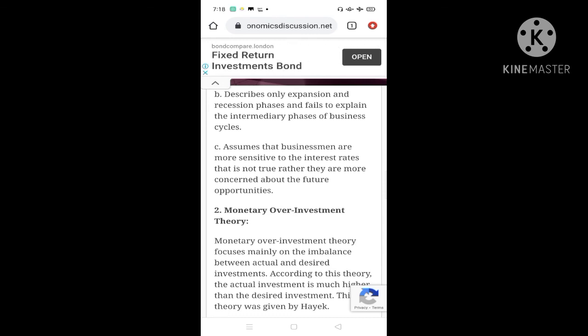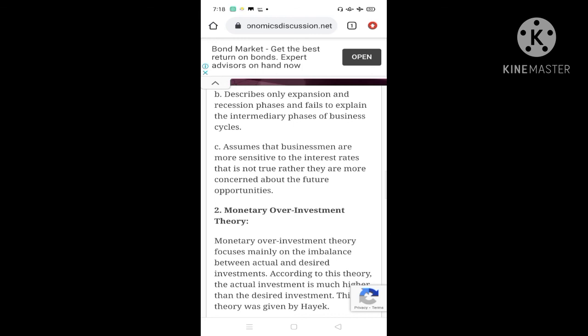First, what is the monetary theory of business cycle? First of all, you have to know what a business cycle is. Business cycle means the 4 phases through which an economy passes. There are different theories of business cycle. There are 6 theories that we have to study in this syllabus. The first theory is the monetary theory of business cycle, which was developed and supported by Hawtrey.